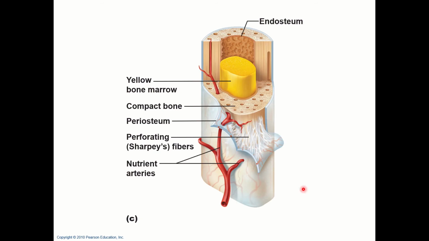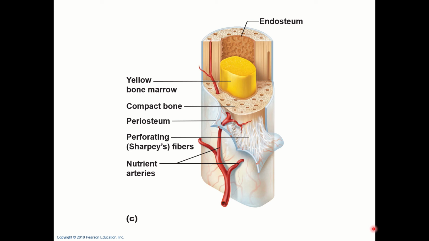Oh, this is a much better picture of the periosteum. We can see the collagen fibers. These particular ones are called Sharpey's fibers, and they're the ones that actually glue the periosteum to the bone. You can see that the compact bone is made up of tubular units. These are cylindrical and weight-bearing, like the trunks of trees. The endosteum is the interior of the bone, and then this is the yellow bone marrow.